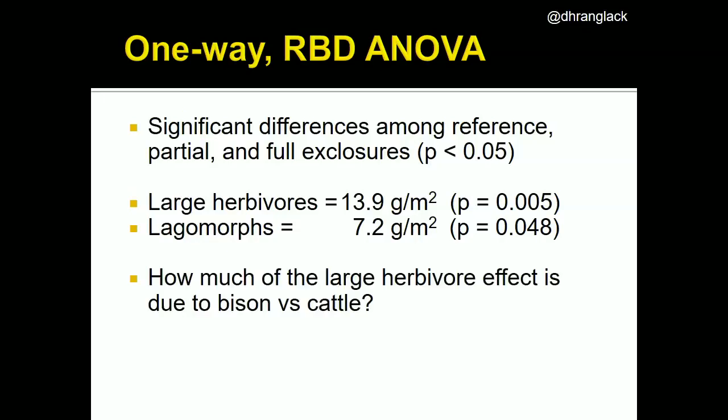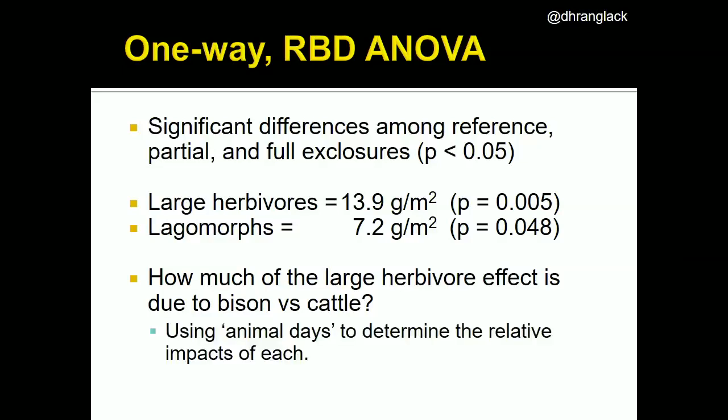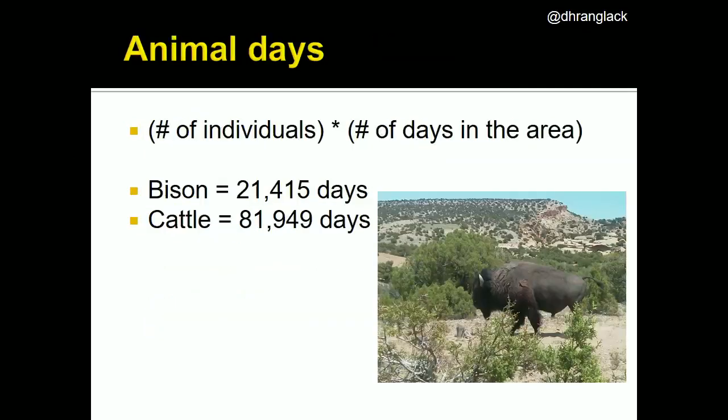But the question is, how much of it is bison and how much of it is cattle? In this area, there's over a 90% dietary overlap between bison and cattle, and because they're the same body size, they consume roughly the same amount of forage, so they're considered to be equal in terms of their consumption. So we're able to use animal days to determine the relative impacts of each.